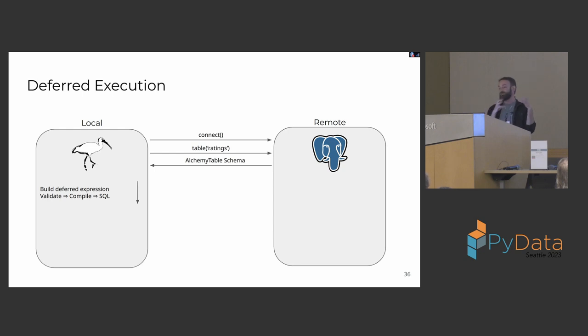Then we can build an expression on the local side. We can validate this as we're building it. We can compile it into SQL. That is, we know you're not comparing strings and integers. We know it's going to be, if not correct, at least valid. Send it back, execute it, pull the results back.